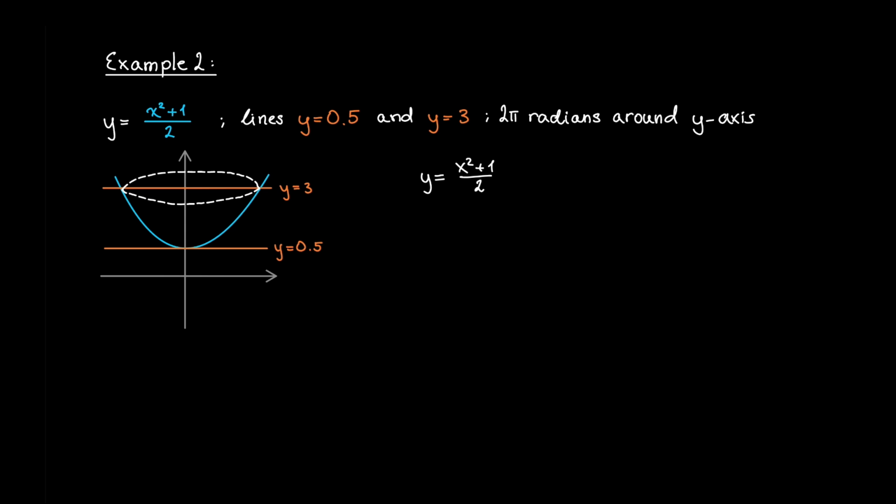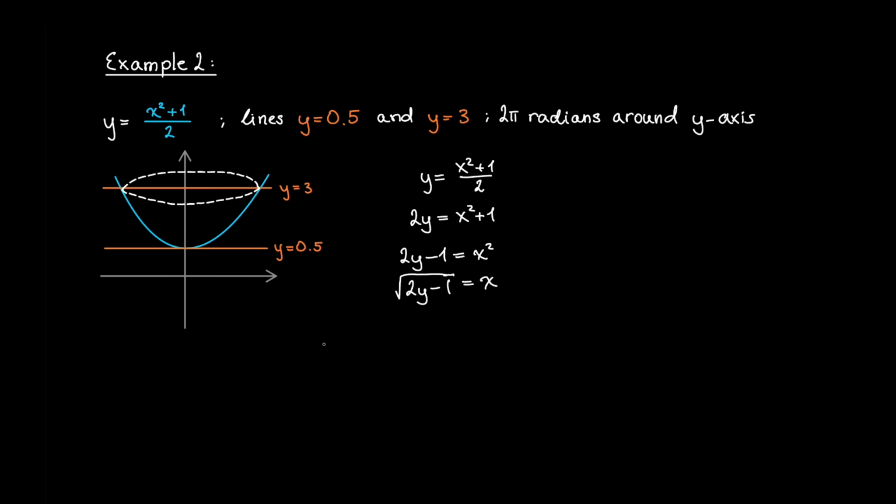So step number 1, we can first multiply both sides by 2 to get 2y equals x squared plus 1. Next, we can move the plus 1 to the other side, and you would get 2y minus 1 equals x squared. And finally, we can take the square root of both sides to get the square root of 2y minus 1 equals x. So now we have a function in terms of y instead of x.